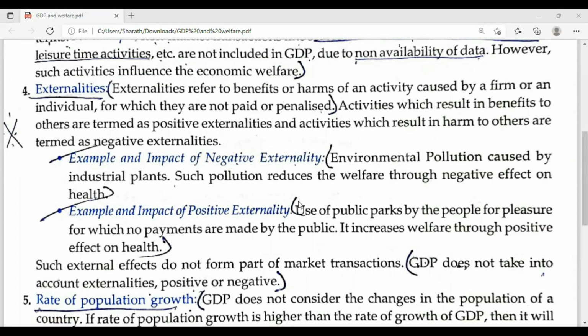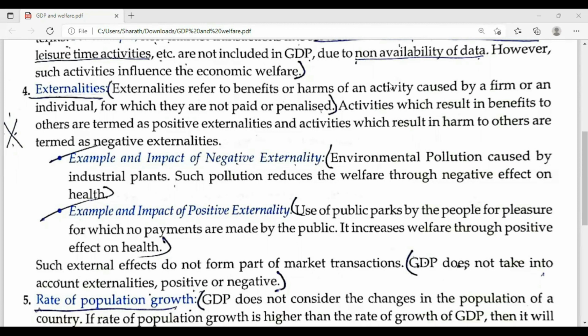So externalities, what does that mean? Why is this not considered as a part of GDP? Let's try to understand what externalities are. Externalities are nothing but the benefits or harms of an activity caused by a firm or an individual, for which they are not paid or penalized. Such kinds of activities will be treated as externalities.